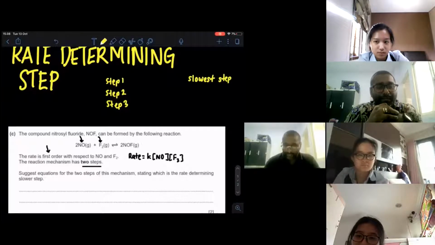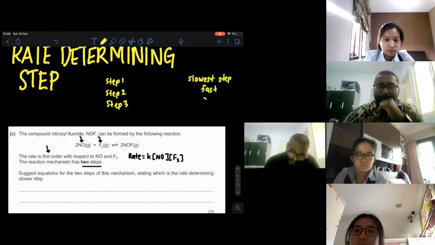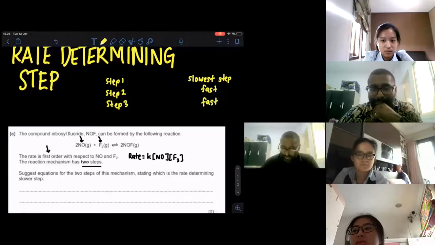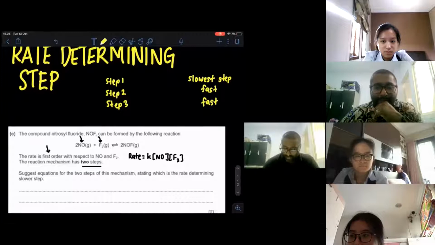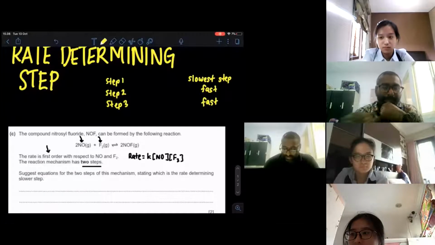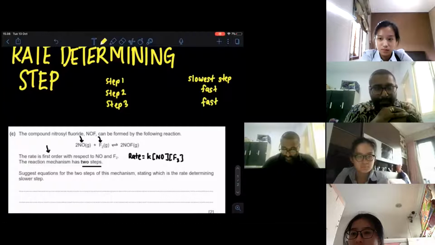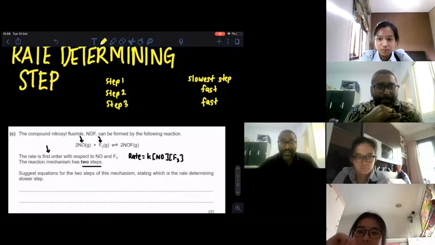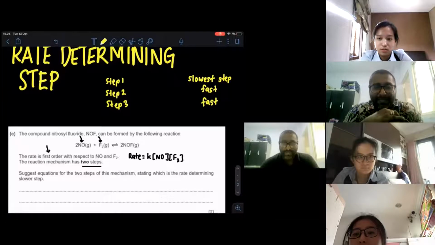That slow step, the rest are all fast steps. The slow step is the one that gives you the rate equation, which means all the reactants we put in the rate equation must exist in step number 1, the slower step. The other reactants that are not reflected in the rate equation will come under the fast step. Some intermediates will be formed, so we need to eliminate them.